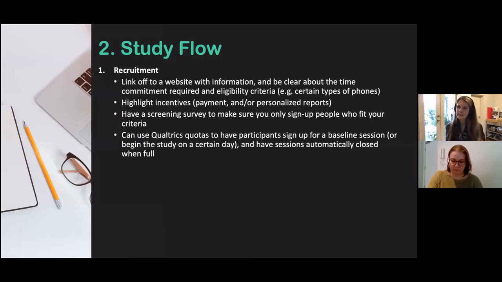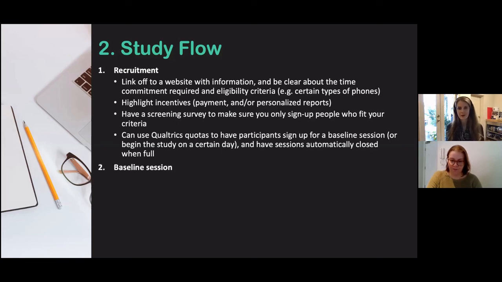So we often sign participants up. We've just started using Qualtrics quotas to have participants sign up for their baseline session, and that automatically fills the session once you have enough people in. So that's a nice automated way that is already present at a lot of universities. Another option is Doodle, which can do much the same thing.